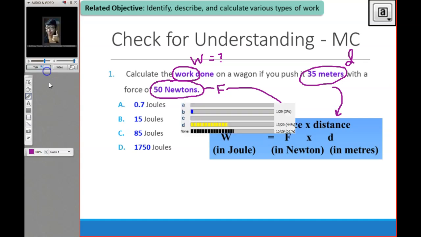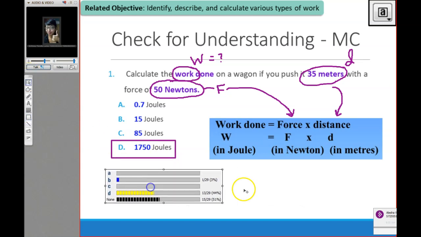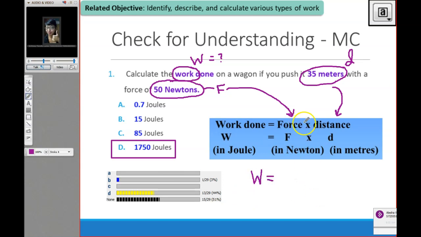Looking good. All right, let me go ahead and publish these up on the board and clear these out. And it looks like most of us are saying D, and that is actually correct. All right, so let's go ahead and check our work in case anyone is uncertain about how we got that. So again, work is what we're solving for, so we leave it as the W. Force, we know what force is. That was 50 newtons. Times our distance, we know what distance is up here. That was our 35 meters. And so when you plug that in, 50 times 35 gives us 1,750, and the units again for work are joules.